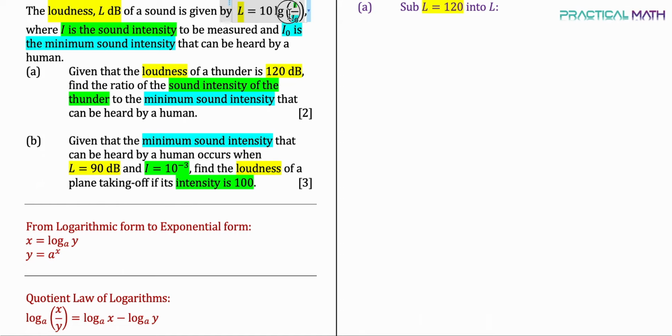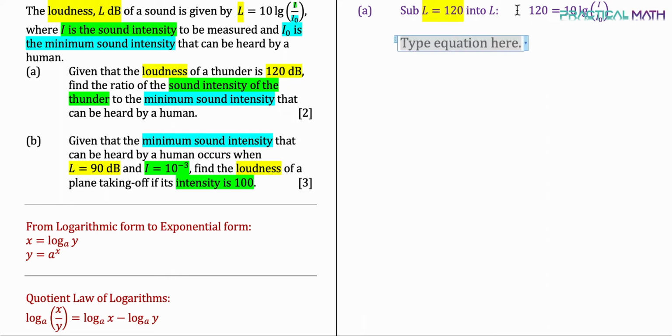So into this L equation, we should have 120 equals 10 lg, which is log to the base of 10, of I divided by I naught. Now, dividing by 10 throughout the entire equation, we should have 12 on the left equals lg of I divided by I naught. Now let's not forget that lg is log to the base of 10.